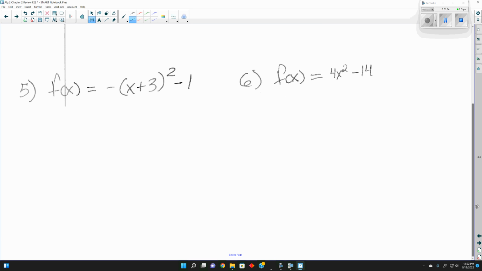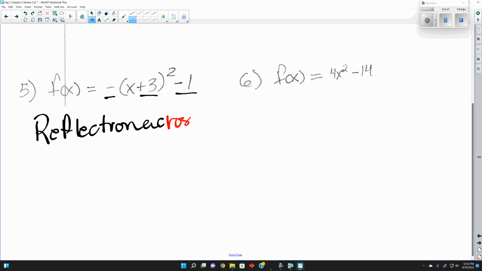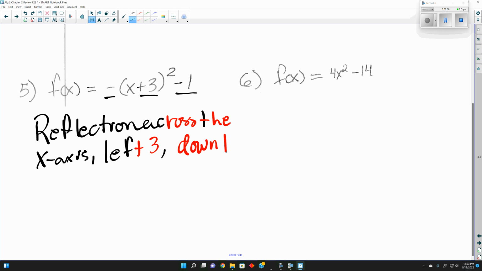So if we look at number 5, we have the negative outside the parentheses, the +3 and the -1. Well, the negative outside the parentheses tells us it's a reflection across the x-axis. The +3 is going to be left 3, because it's the opposite of what we'd think when it's inside the parentheses, and down 1. And that's it.